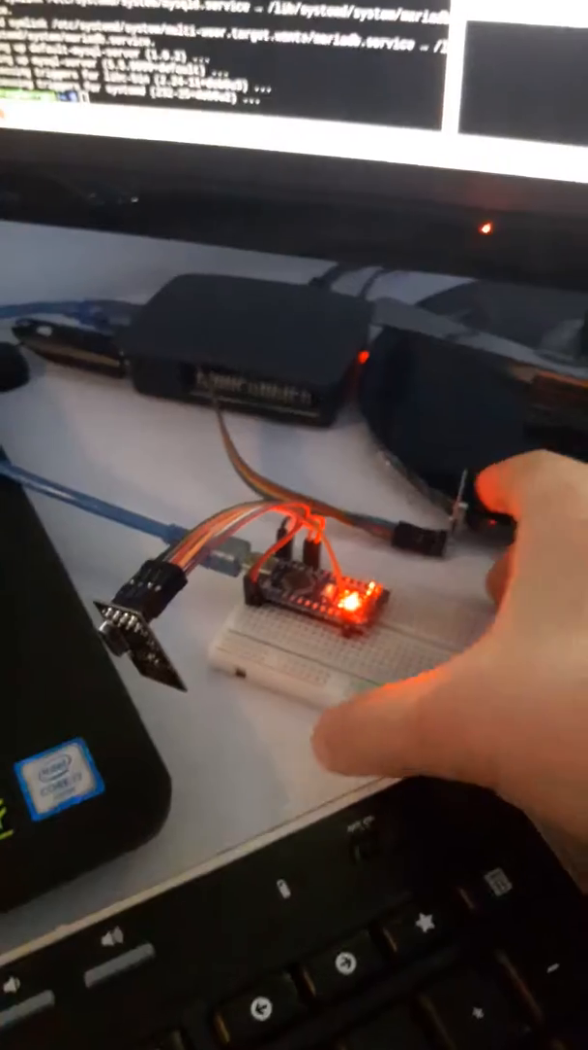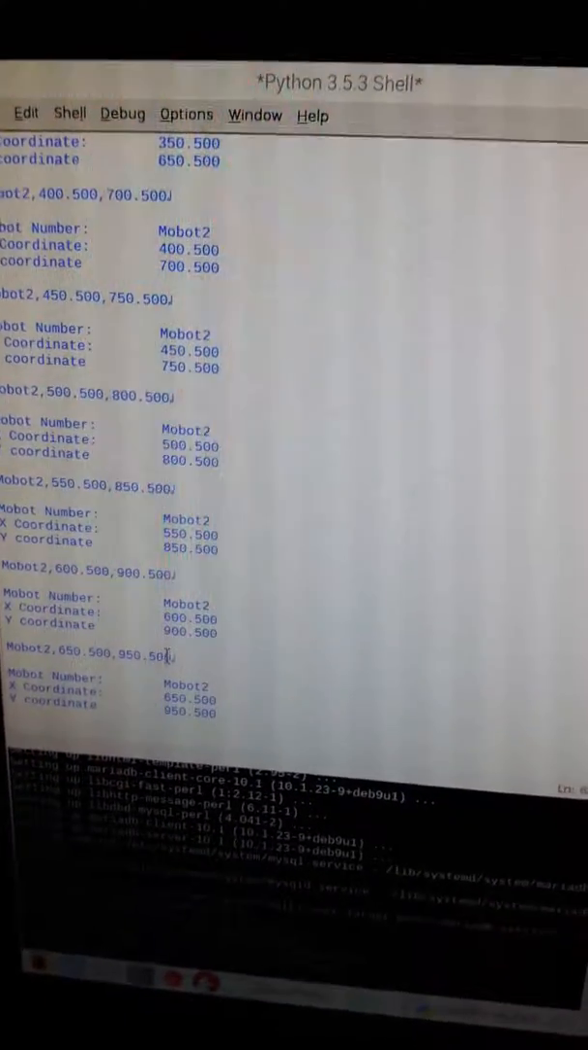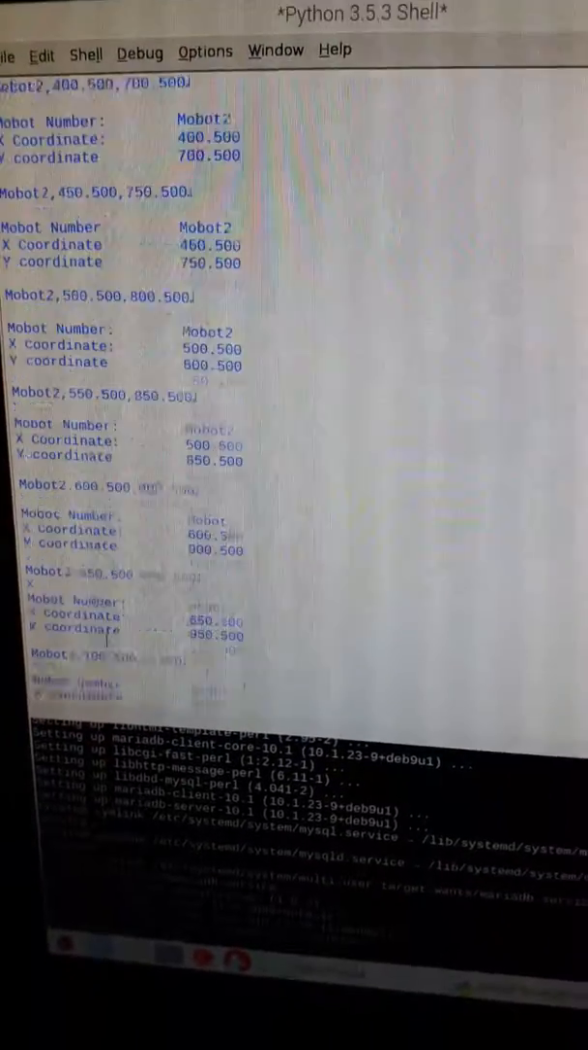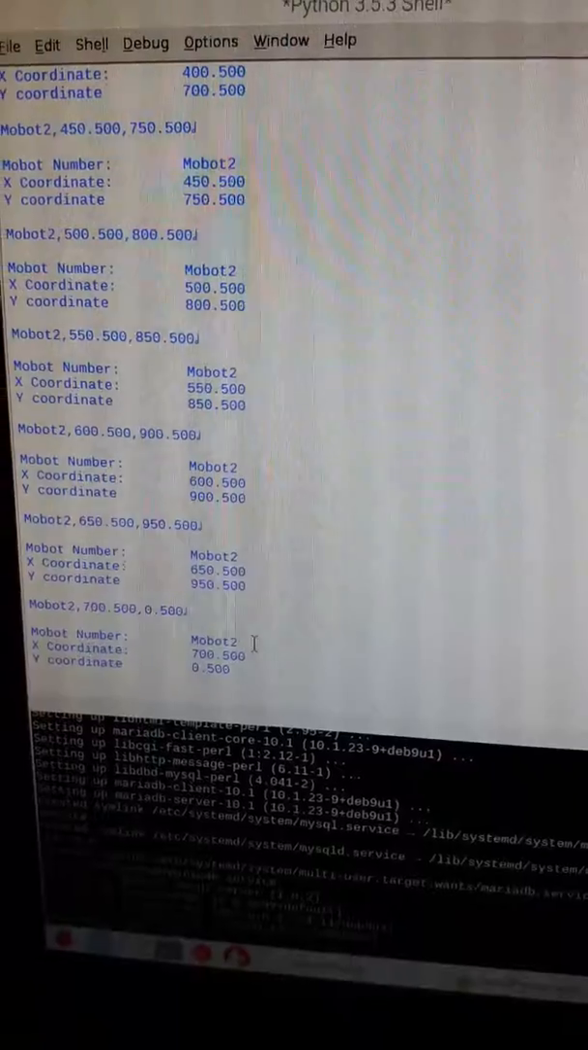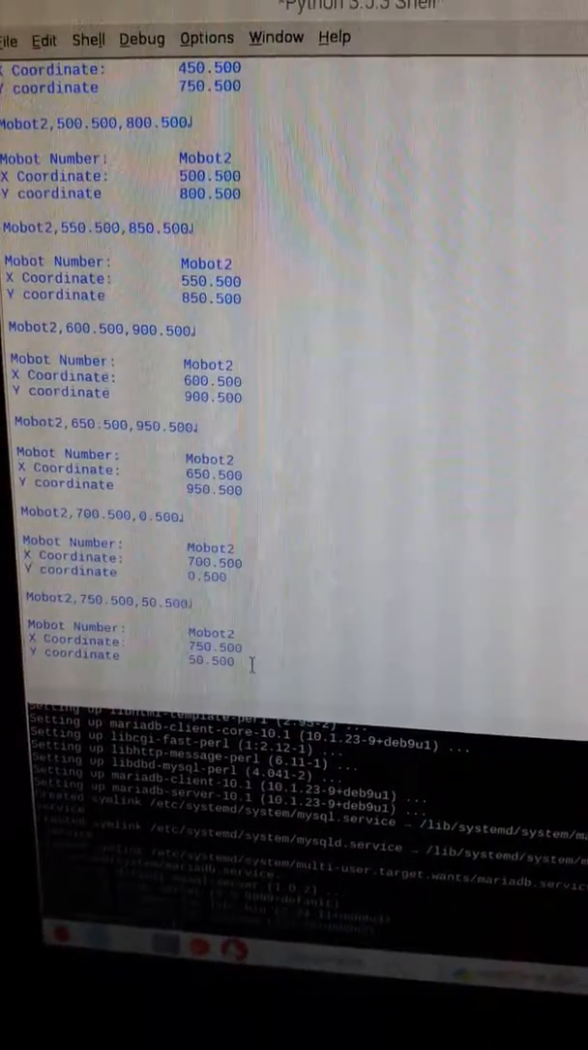Now, independently, we have another Arduino that is connected to the Raspberry Pi, and we are running a Python script that is parsing each message coming from the Arduino, and it's parsing the string out into the beacon ID, Mobot number, the X coordinate and the Y coordinate.